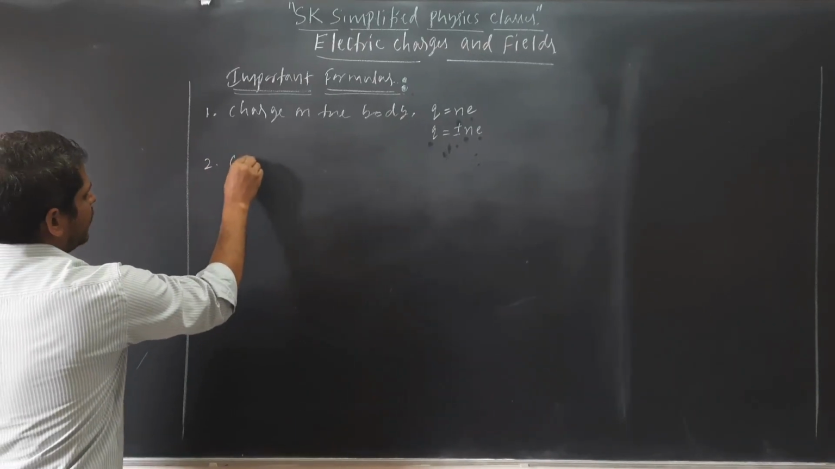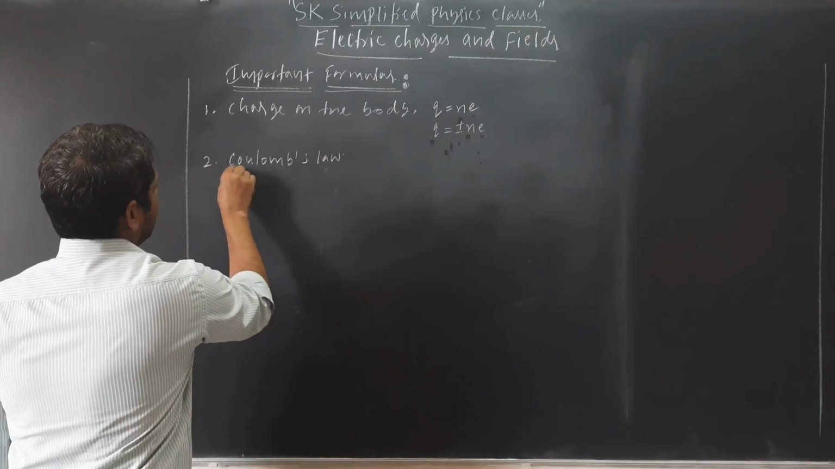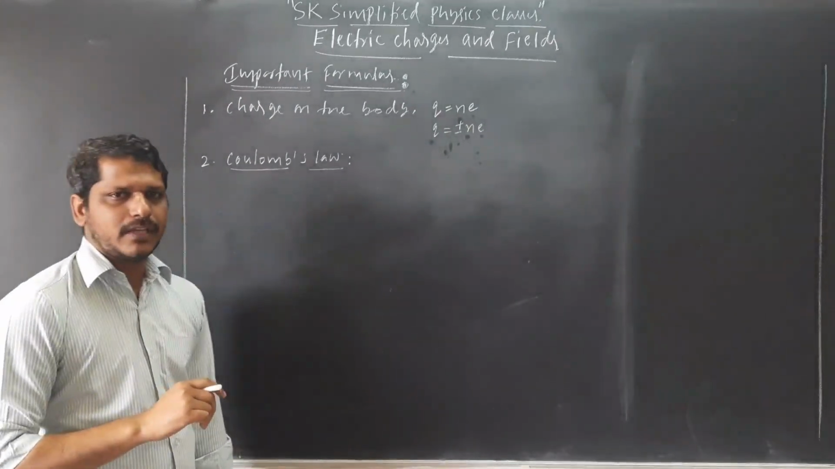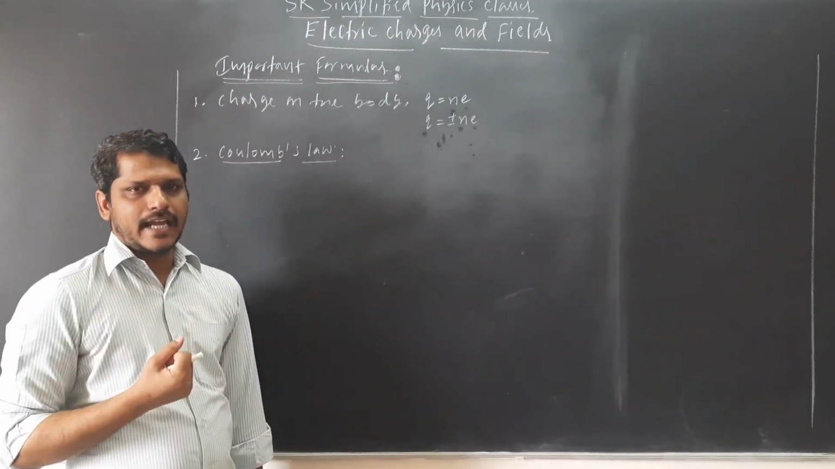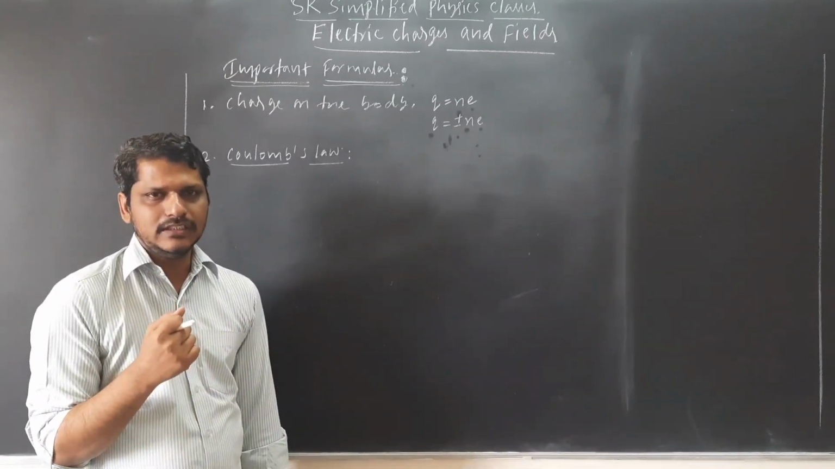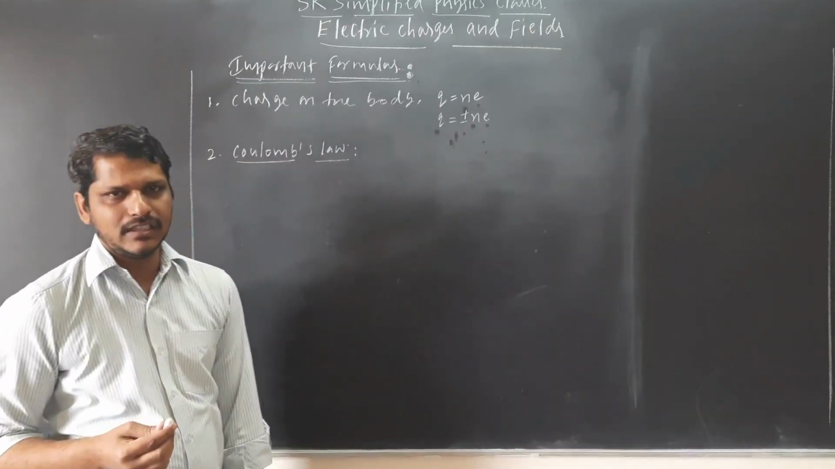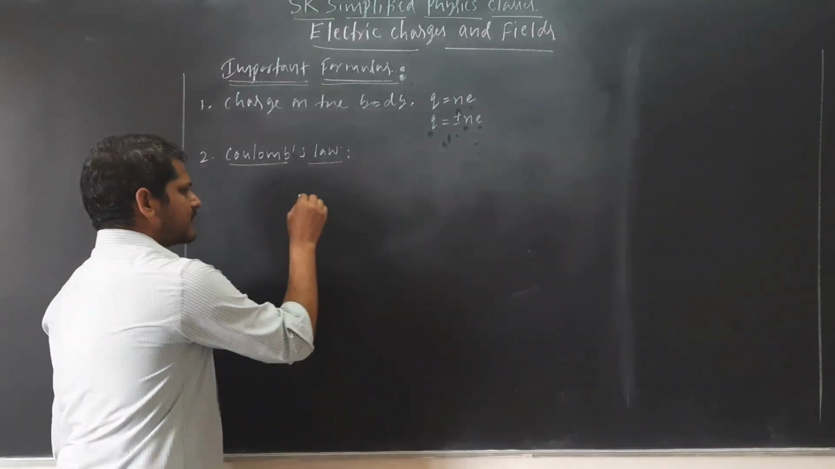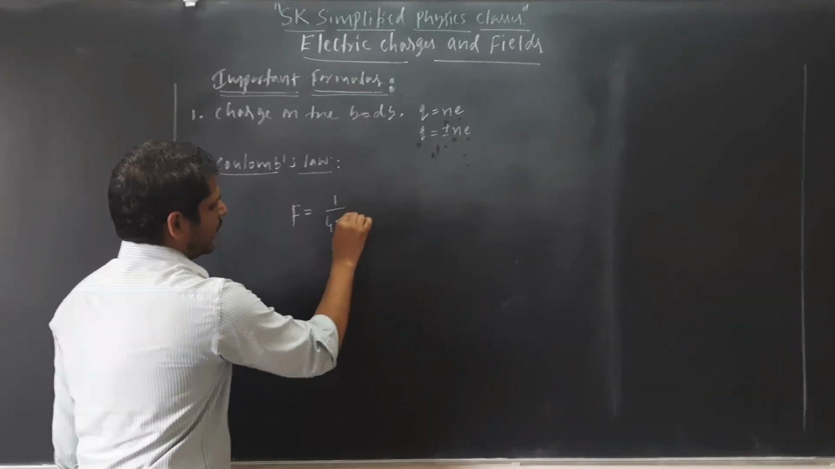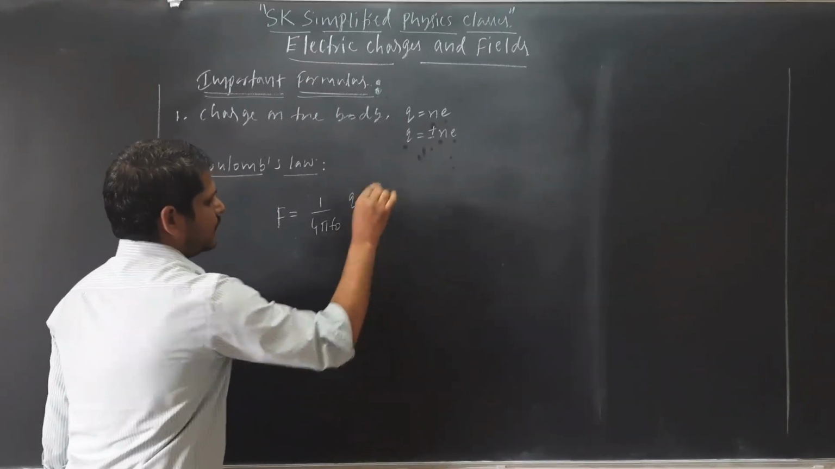The second one is Coulomb's law. This is a very important law, the first law in the second year chapter. We know that Coulomb's law means the electrostatic force of attraction or repulsion between any two static charges is directly proportional to the product of the magnitudes of the charges and inversely proportional to the square of the distance between them. So the formula is F equals 1 divided by 4 pi epsilon naught, Q1 Q2 divided by R square.